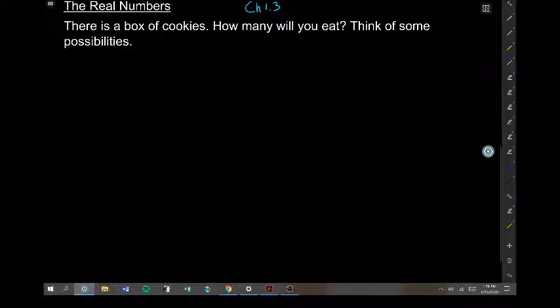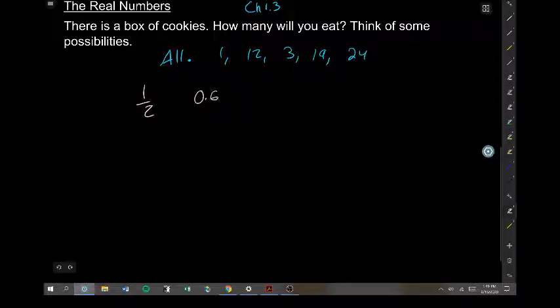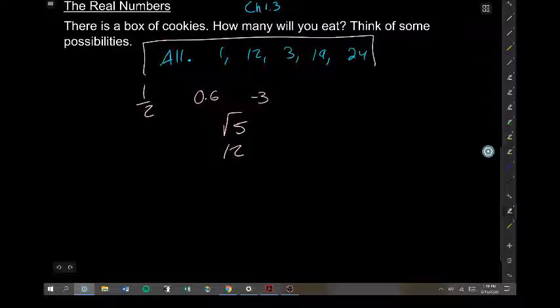If there's a box of cookies and you're going to eat some, think of some possibilities. How many cookies could you eat? The obvious answer first is all of them, but that could be 1 or 12 or 3, or depending on how many cookies you have, it could be any of these. Here's what you probably don't think of. You probably don't think I could eat half a cookie, or I could eat 0.6 cookies, and you definitely don't think I could eat -3 cookies. You don't want to owe somebody 3 cookies or regurgitate 3 cookies you've already eaten. You don't think about root 5 or 12. That's because this class of number fits the setting of cookies.